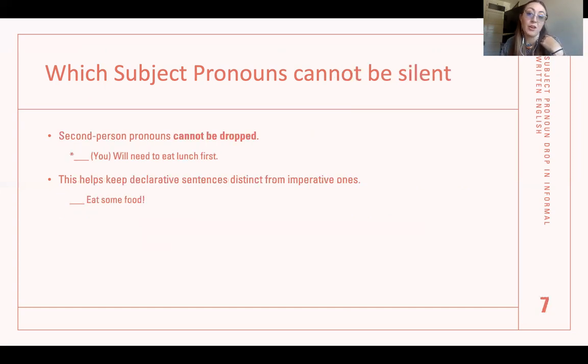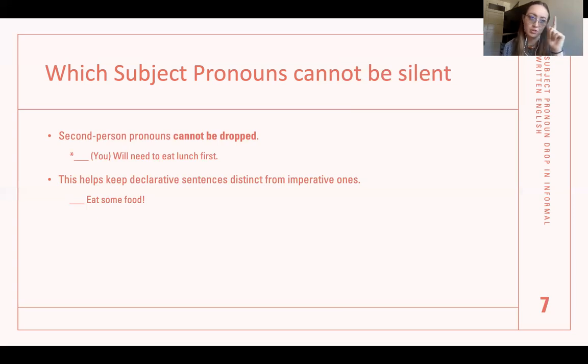Second person pronouns are not okay to drop. So something like "you all" or "you guys" all need to be said out loud, or else it creates some confusion. This could be because of imperative sentences. An imperative sentence is a command, where you're telling someone to do something, like "watch out," or "hold on," or "eat some food." And the default pronoun for an imperative sentence is second person.